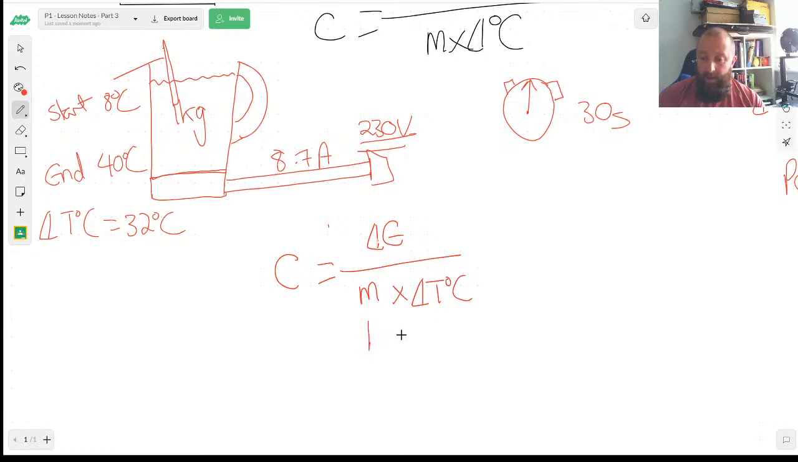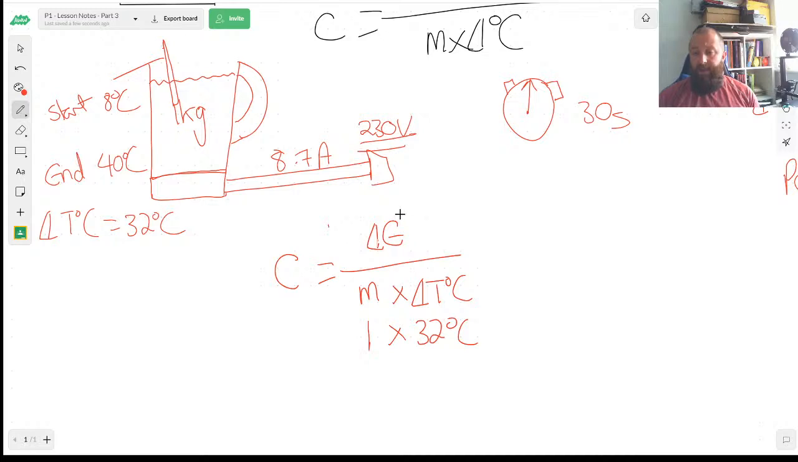M is 1, and my change in temperature is 32 degrees Celsius. Remember we said that whenever we do any form of calculation, we want to do the 3 S's. We want to scribe, so copy the formula down. We want to substitute in any of the data that we've got. So I'm substituting in the data as I'm using it. And then I want to try and solve it.